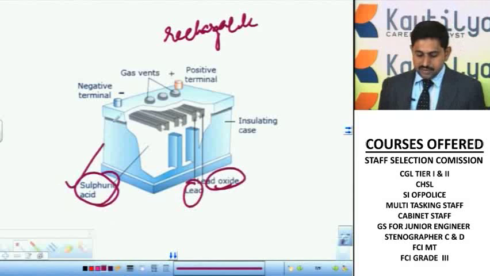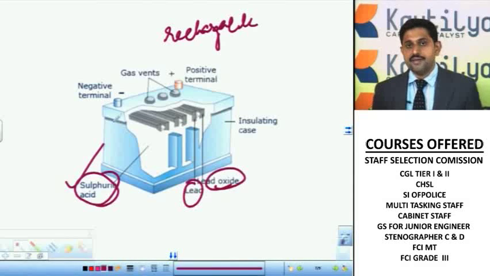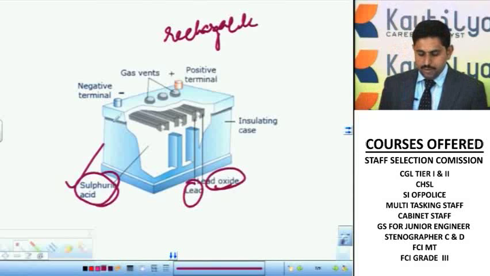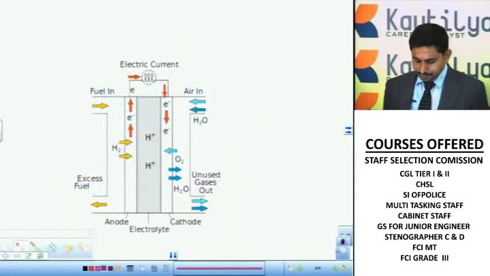So which acid is present in the case of a secondary battery? That is sulfuric acid, but it is not 100% pure, it is diluted, 40 to 48 or 50% diluted sulfuric acid that is used in the rechargeable battery.